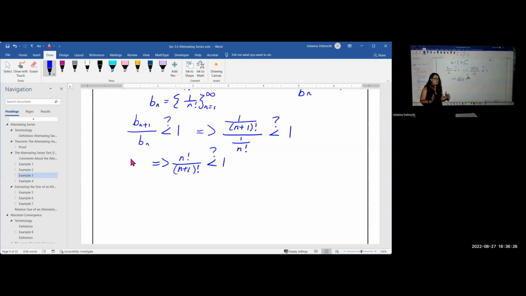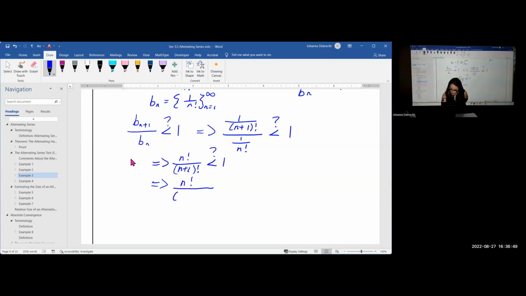I know n factorial is strictly positive, and I know n plus 1 factorial is positive, so I could move this to the other side. That's one possibility. But I could also reduce this, right? So let's take a look at what reducing this would look like. I can leave the smaller one as is and take the larger one and write it as n plus 1 times n factorial.